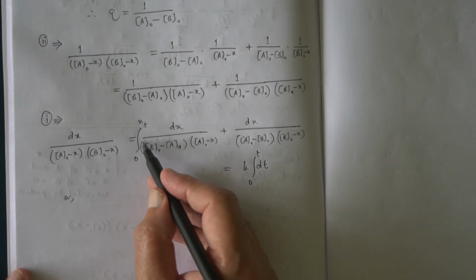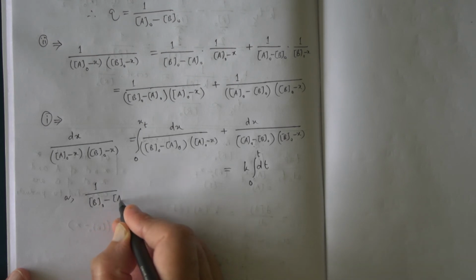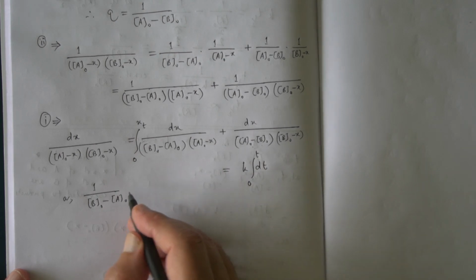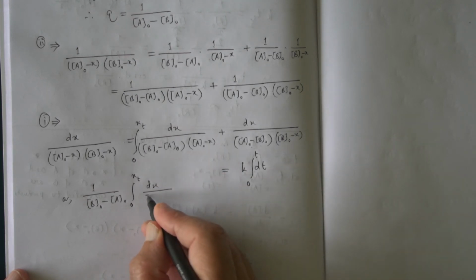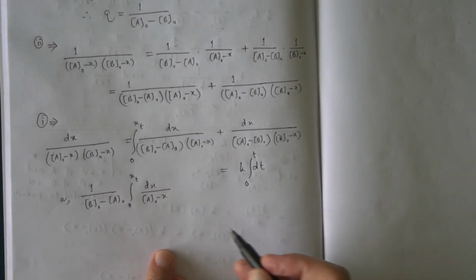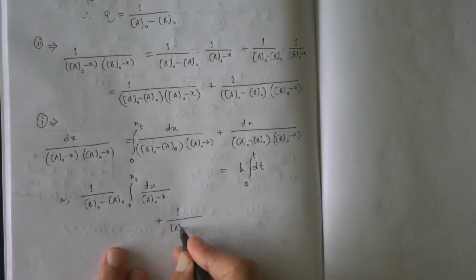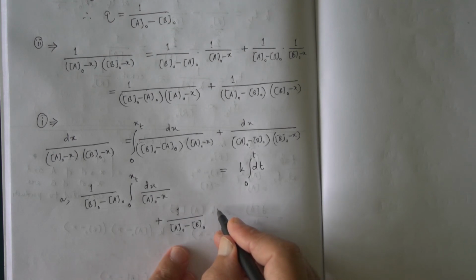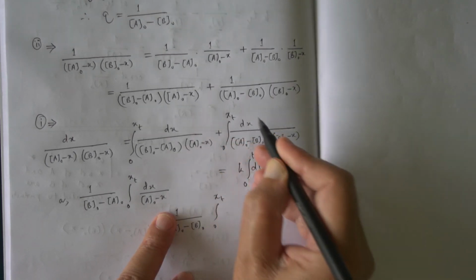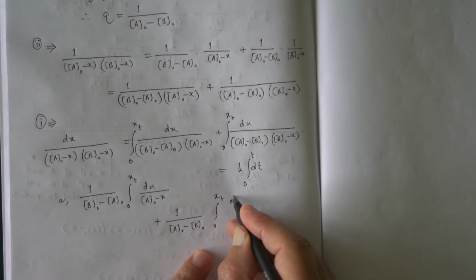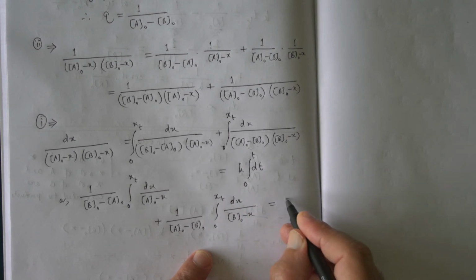So let us do this integration. This portion is constant, so I can take it out: 1 by (B naught minus A naught) integral from 0 to xt of dx by (A naught minus x), similarly plus 1 by (A naught minus B naught) integral from 0 to xt of dx by (B naught minus x), and that is equal to kt.